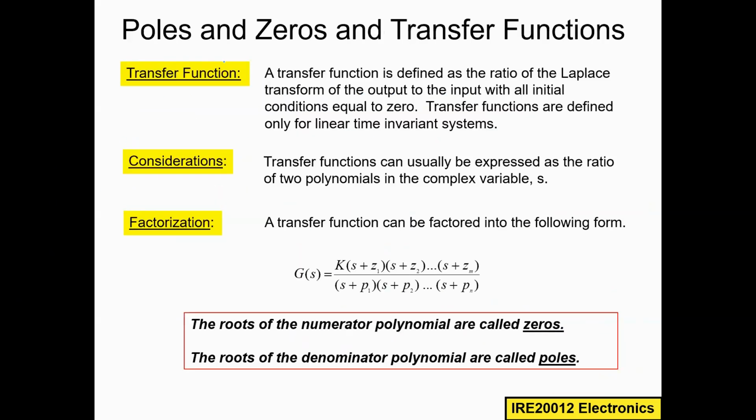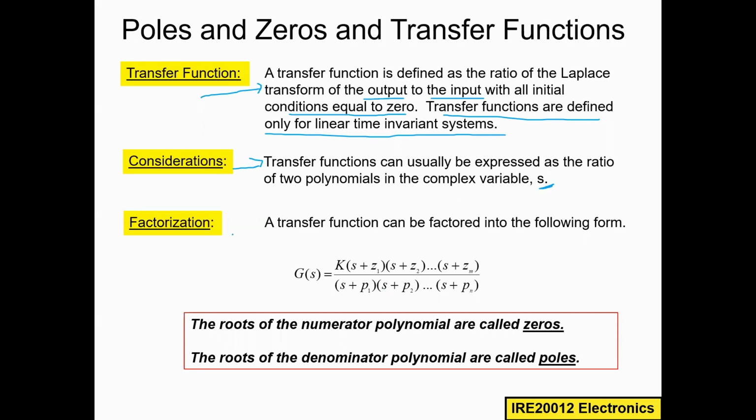So, poles and zeros and transfer functions. A transfer function is defined as the ratio of the Laplace transform of the output to the input with all initial conditions equal to 0. Transfer functions are defined only for linear time invariant systems. This is the definition of a transfer function. And the considerations: transfer functions can usually be expressed as the ratio of two polynomials in the complex variable, that is S. So that we had seen.